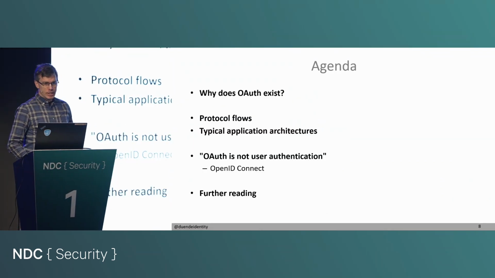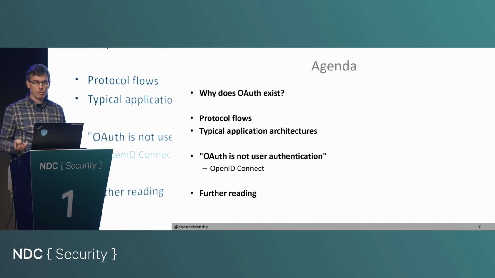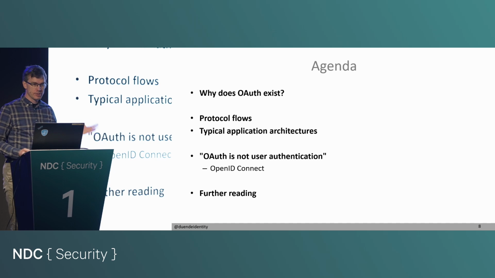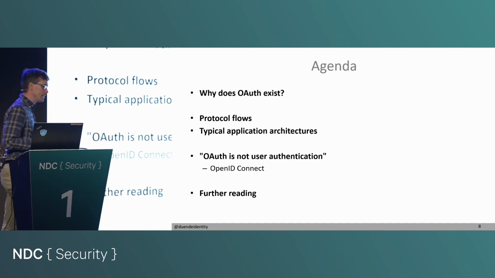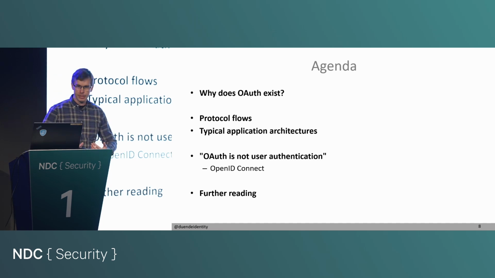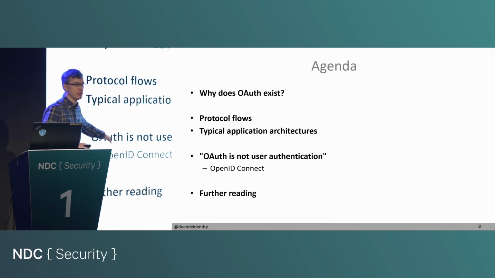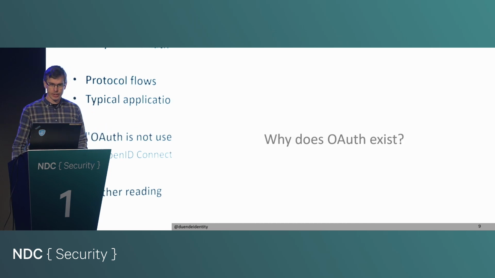So the agenda today is first an introduction to why does OAuth exist? What is the problem it solves? What are the protocol flows for typical applications and some typical application architectures? Finally, if you want to make someone working in the identity space cringe a bit, you say that you log in using OAuth 2. So I will talk about why OAuth is not a user authentication mechanism and what OpenID Connect is, and finally some further reading.